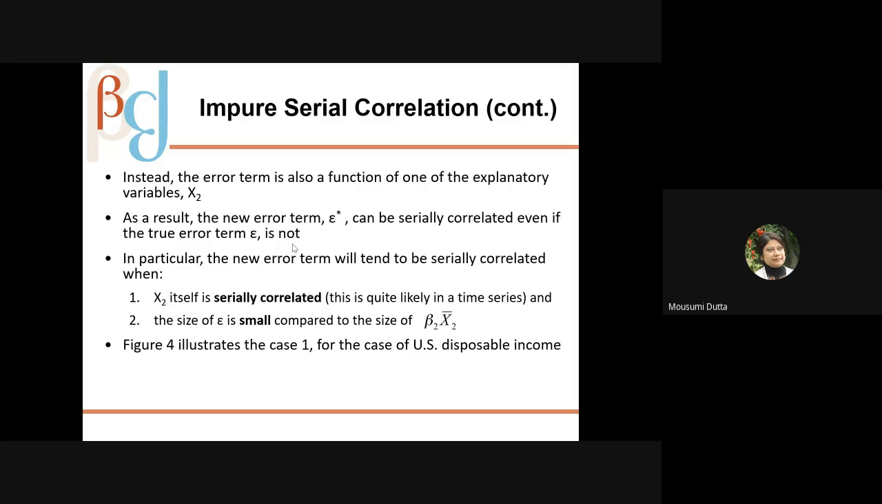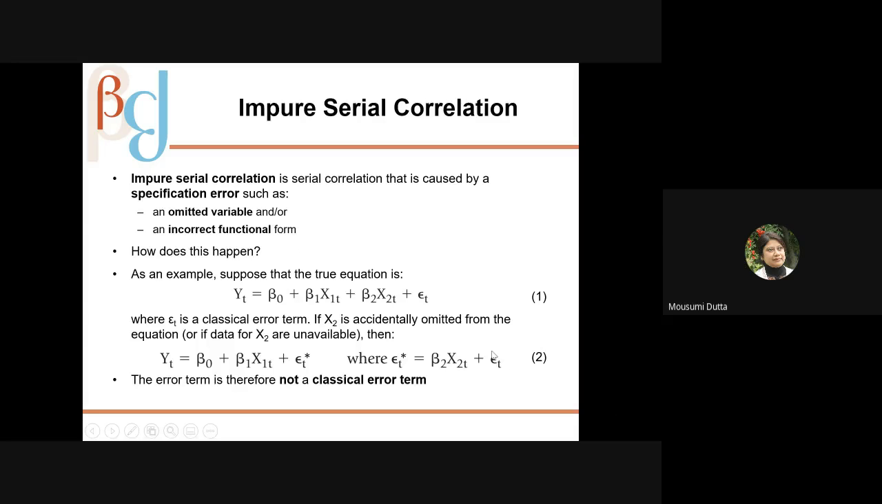In particular, the new error term will tend to be serially correlated when x2 itself is serially correlated, which is quite likely in a time series. And in the case of cross sections, under certain circumstances, the two errors will be related, when the size of epsilon is small compared to the size of beta 2 x2 bar, so that epsilon cannot randomize the entire thing. If epsilon is large and random, sometimes we can overlook the impact of this part. However, if the random component is small compared to this part, in that case, no way will we be able to overlook x2t.